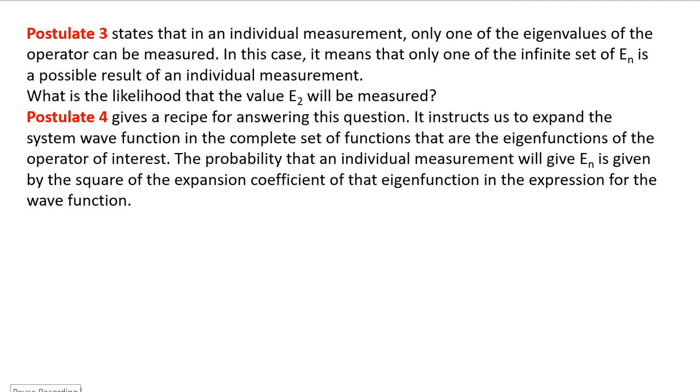Postulate 3 states that in an individual measurement, only one of the eigenvalues of the operator can be measured. In this case, it means that only one of the infinite set of En is a possible result of an individual measurement. What is the likelihood that the value E2 will be measured? Postulate 4 gives a recipe for answering this question. It instructs us to expand the system wave function in the complete set of functions that are the eigenfunctions of the operator of interest. The probability that an individual measurement will give En is given by the square of the expansion coefficient of that eigenfunction in the expression for the wave function.